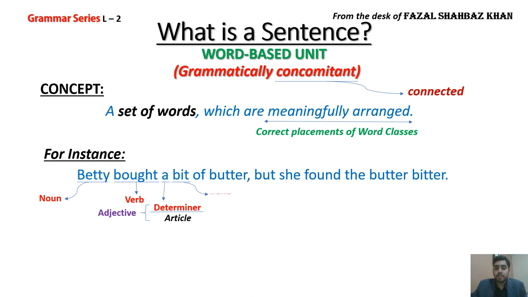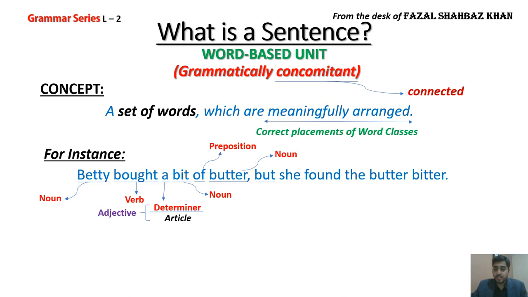Then we have bit. Bit is another noun, a type of noun that measures a quantity which can't simply be counted. So it is the second noun of the sentence. Then we have of as a preposition. Then we have butter as another noun.